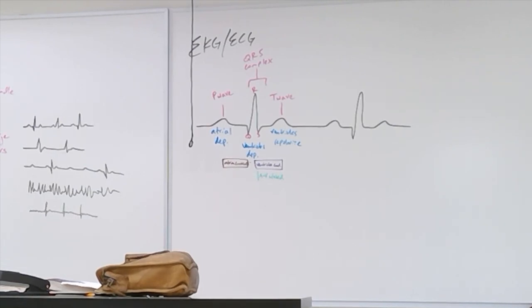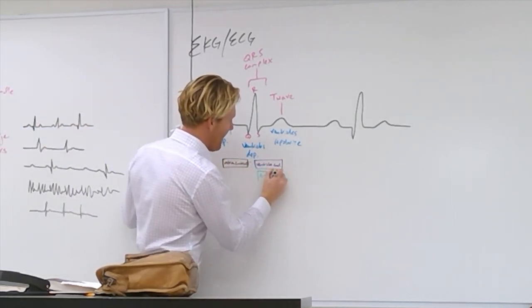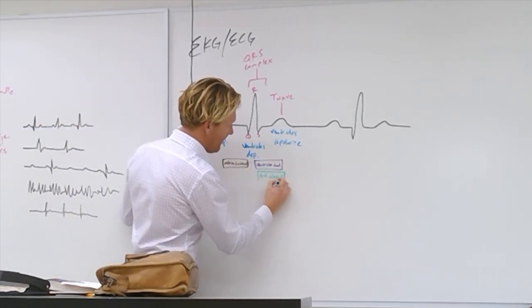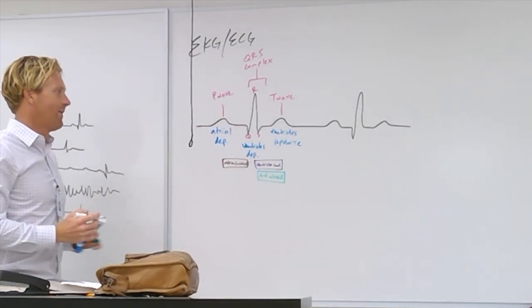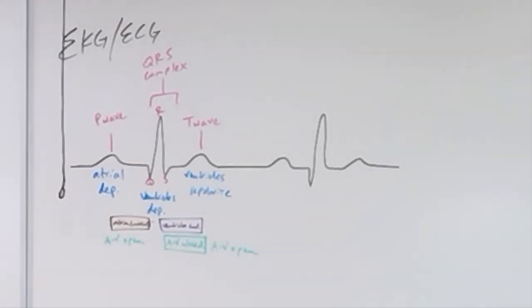And then when do the AV valves open back up? When the ventricles relax, okay? So the only time the AV valves are closed is when the ventricles are contracted. And when they relax, they open back up. So we can go right from here. Right after they stop contracting, that's when the AV valves are closed. And otherwise, the AV valves are open.